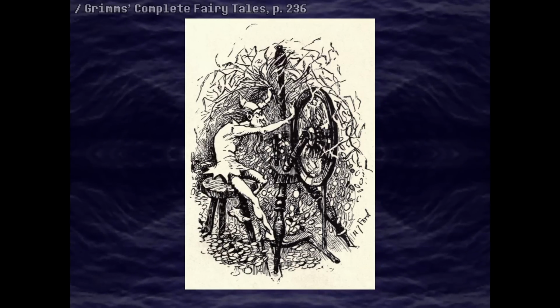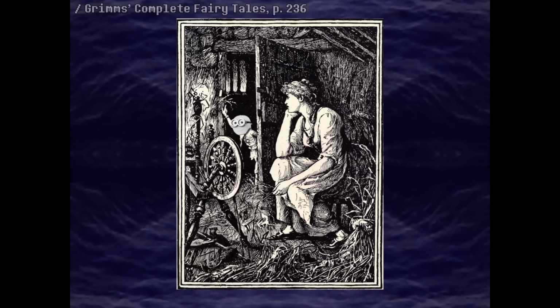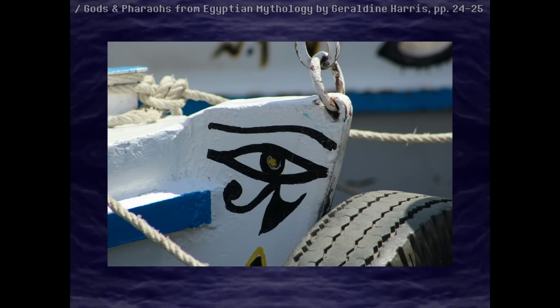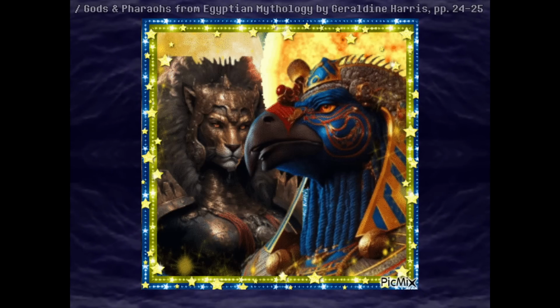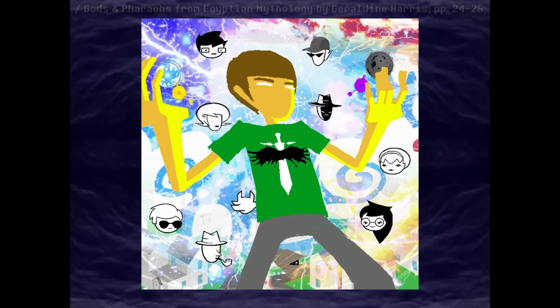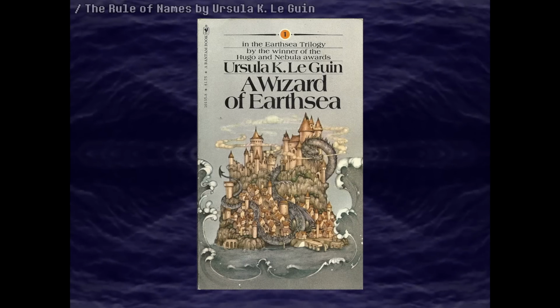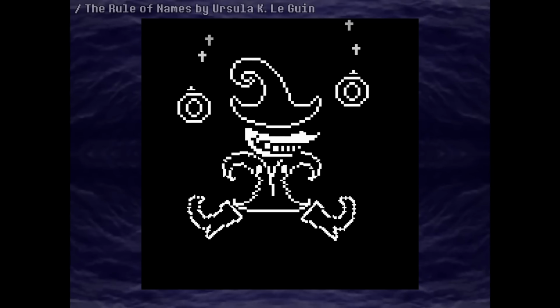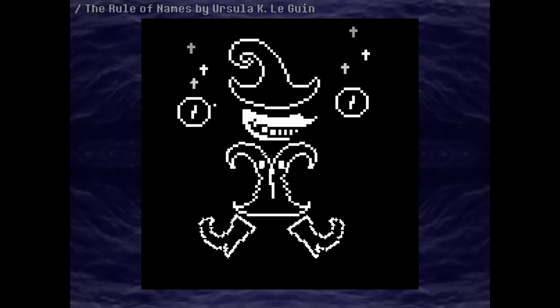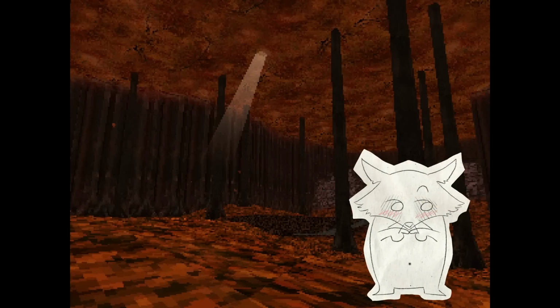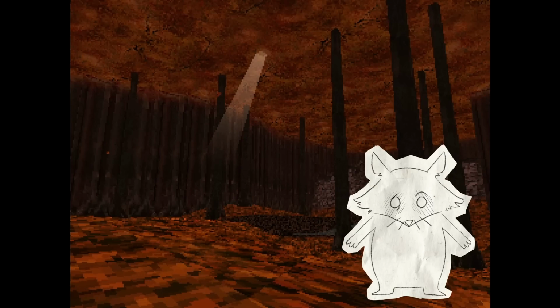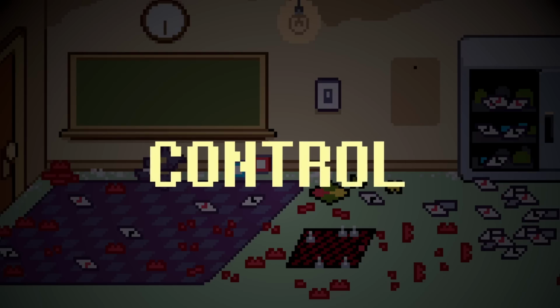You've got Rumpelstiltskin, where knowing the true name of an imp protects a woman's firstborn child. In Egyptian myth, Isis tricks Ra into revealing his true name to gain power over him. And more recently, in one of the first stories of the highly popular Earthsea setting, a magician locks a dude into his dragon form by speaking his true name. A theme you'll notice among a lot of these stories is that if you know someone's true name, you gain some form of control over them.